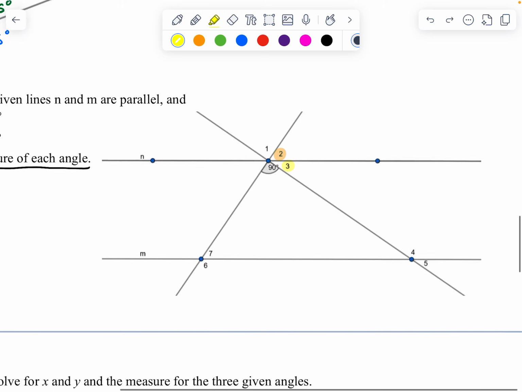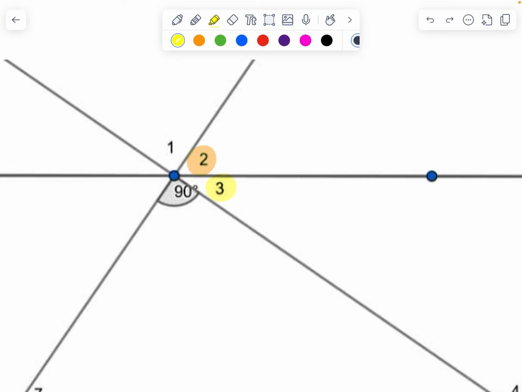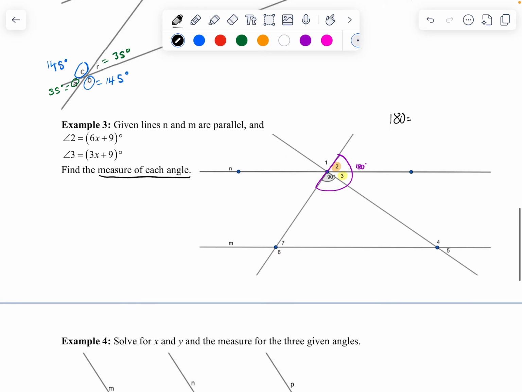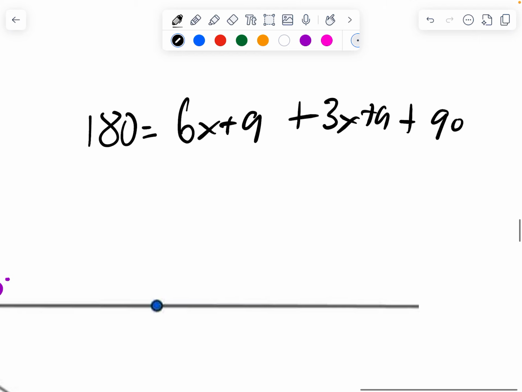It's not denoted as a box, but it is told to be 90, so we could put a box if we wanted. And I look at that and I'd say, okay, if we know angle 2, angle 3, how do angle 2, angle 3, and our 90 degrees relate? Easiest way? Supplementary angle. They're all on the same side of a line, which means they must add up to 180 degrees. So then from there, we know that 180 equals angle 2, which is 6x plus 9, plus angle 3, 3x plus 9, plus our 90 degrees equals 180.